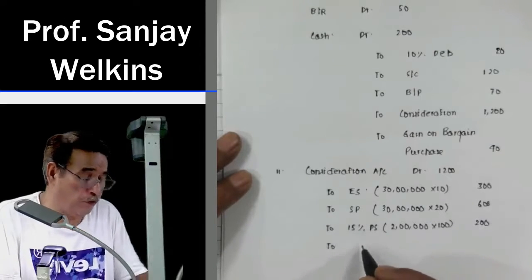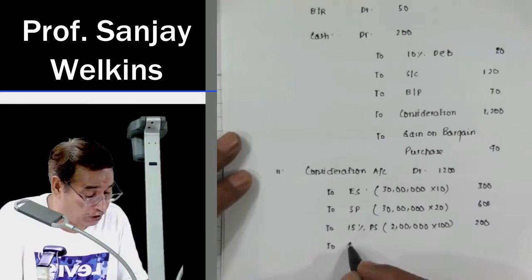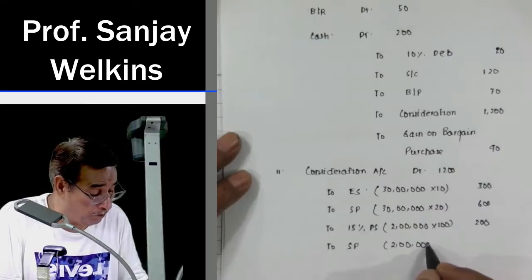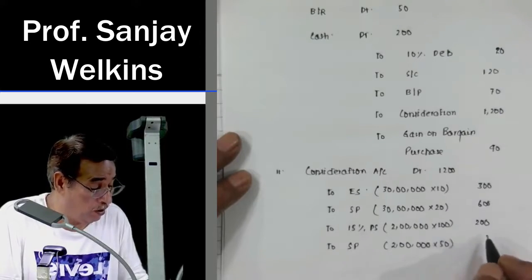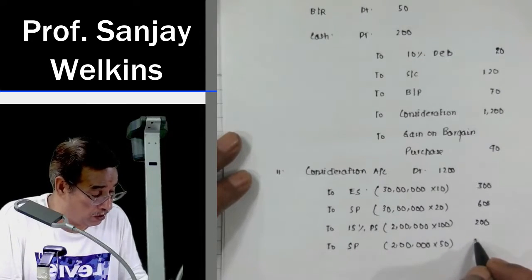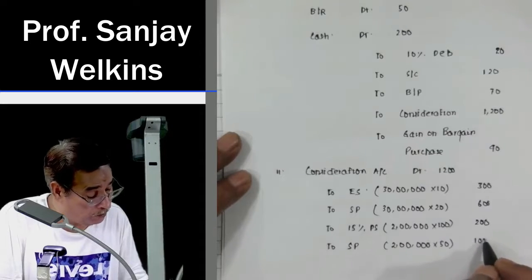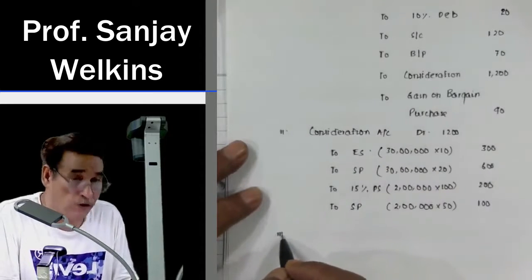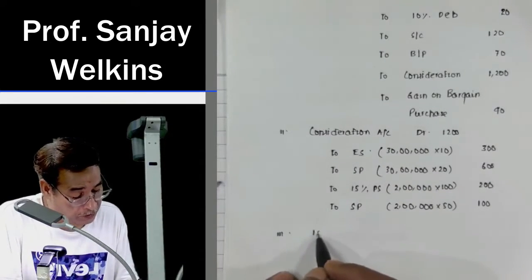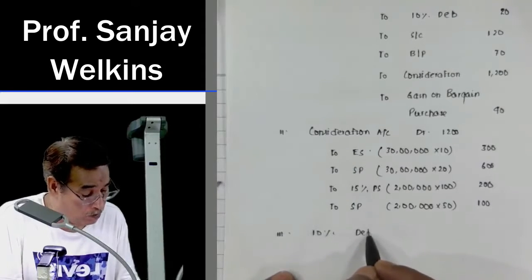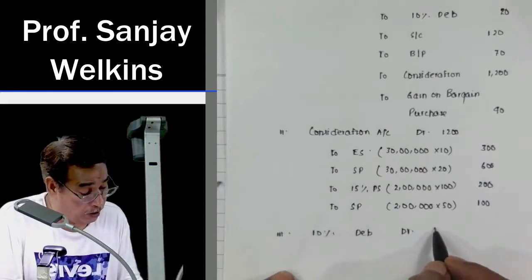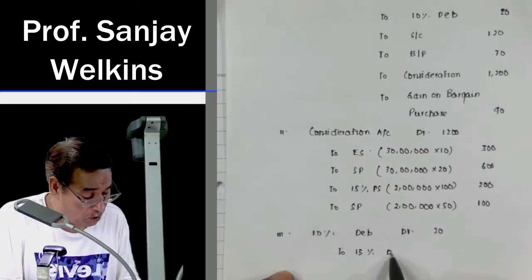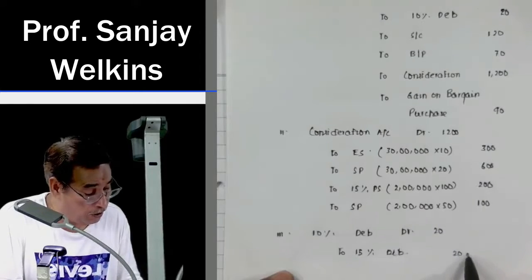Since you issued your 15% preference share at a price of 150, again there will be securities premium, 2 lakhs into 50. That will be equal to 100 lakhs. Then after taking over the debenture, you will have to pay them off also. So your entry will be 10% debenture account debit 20 to 15% debenture account. That is 20. Correct?